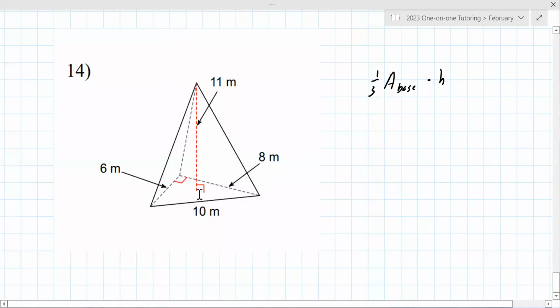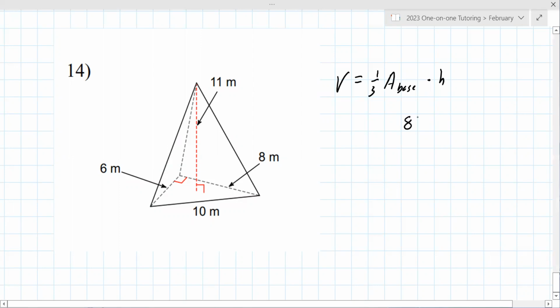Oh, I need to do it triangle style. Yes. So it would be, um, shoot. Yeah, 6 times 8 divided in half, right? That's correct. So that would be 24. And then, okay, I divide that by 3 also? You do, because the volume of a pyramid requires you to divide by a third. And then I do 8 times 11, which gives me 88 meters cubed.